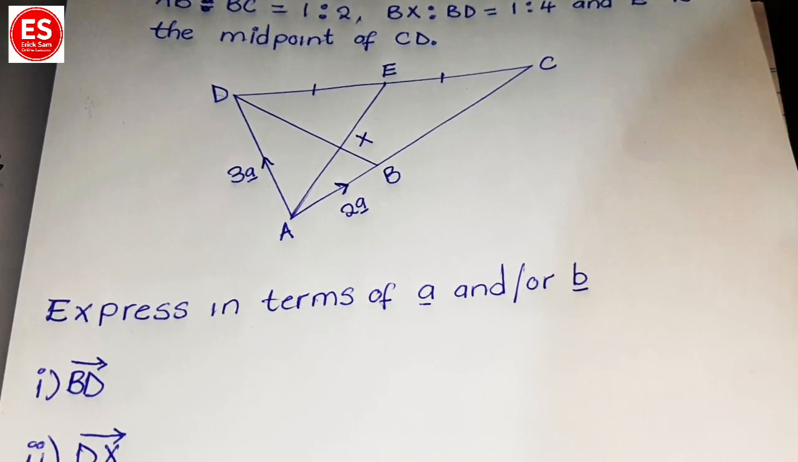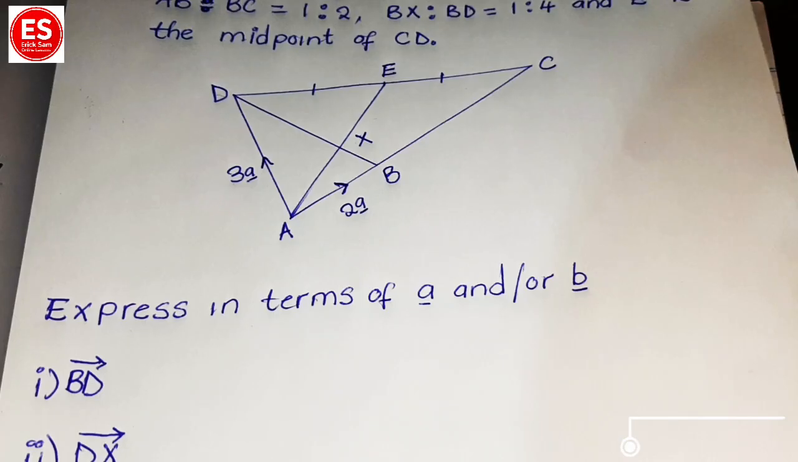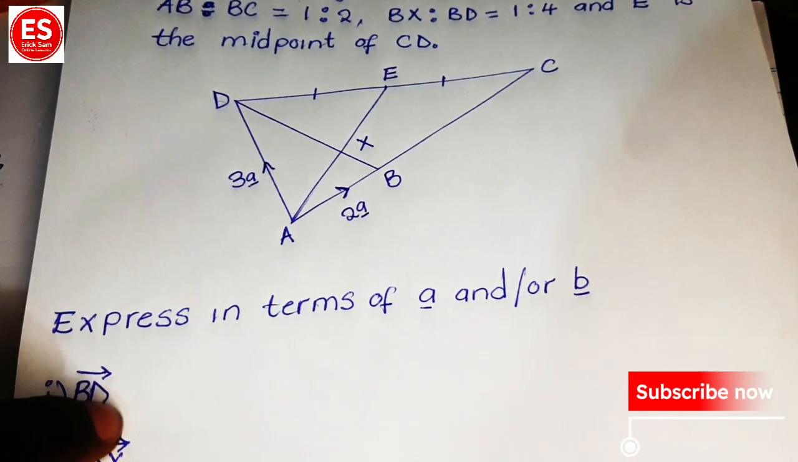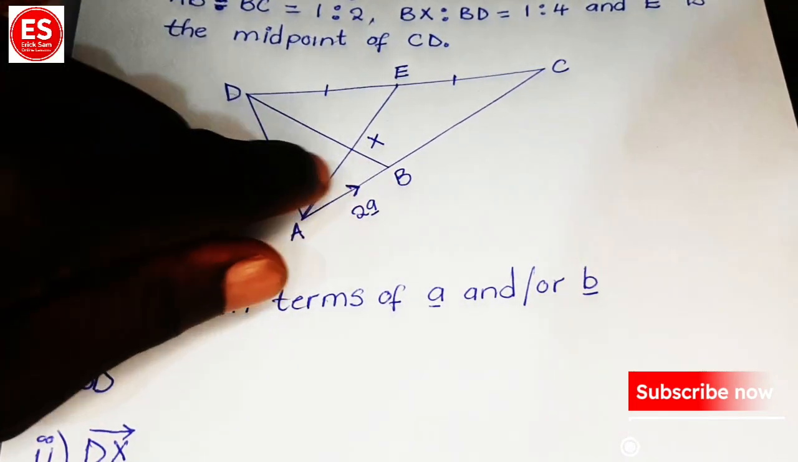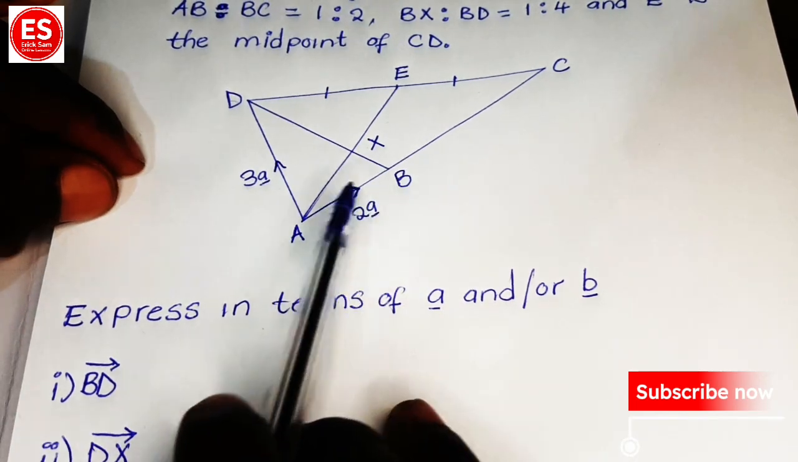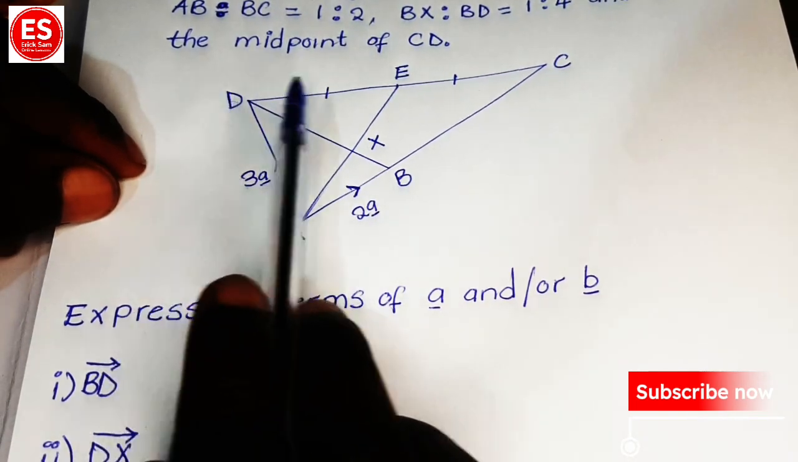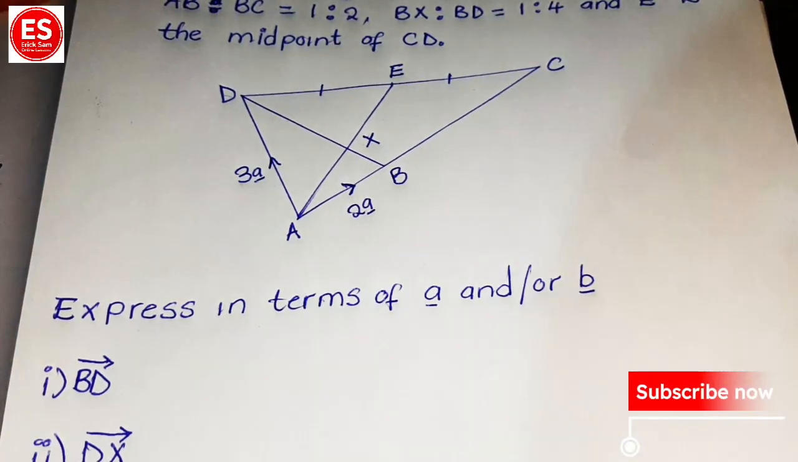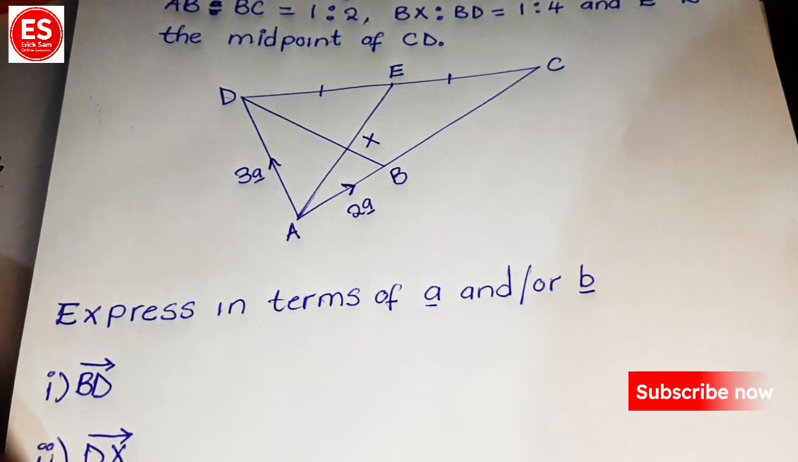The question says express in terms of A and B. Remember, these are vectors. So we have to find the first one. What should we do? Here we look at the direction, the movement from B to D. How are we going to move from B to D? What movement are we going to make? Now, what are we going to do?